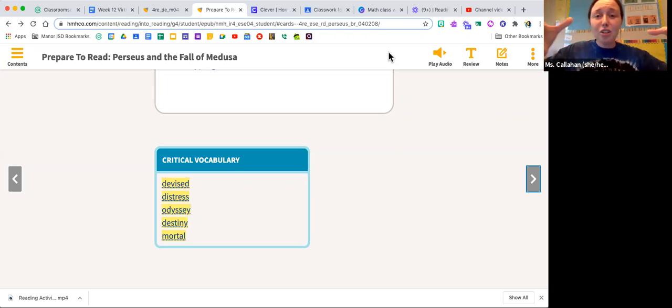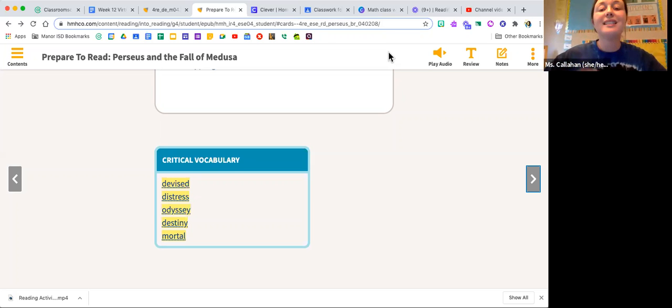But it's a long journey that's really exciting and eventful for them. Okay, so an odyssey: a long journey, exciting, eventful. Okay, cool. Our fourth vocabulary word is destiny.